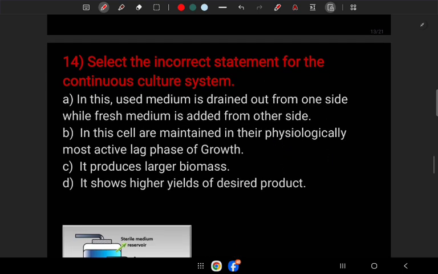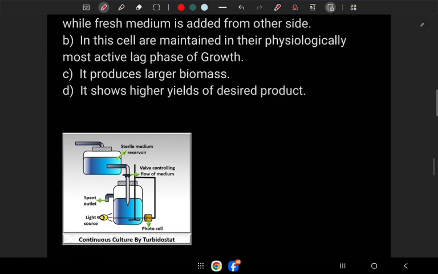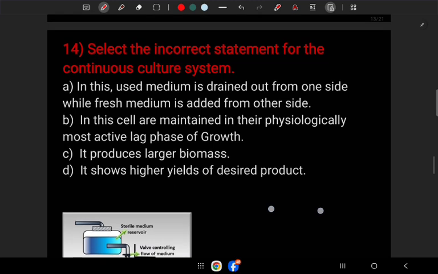Select the incorrect statement for the continuous culture system. What is the continuous culture system? When you cultivate some microbes in a tank, the cultivated medium is continuously transferred from outside. This is called continuous culture. In continuous culture, the used medium is drained out from one side while fresh medium is added from the other side. This is the correct option.